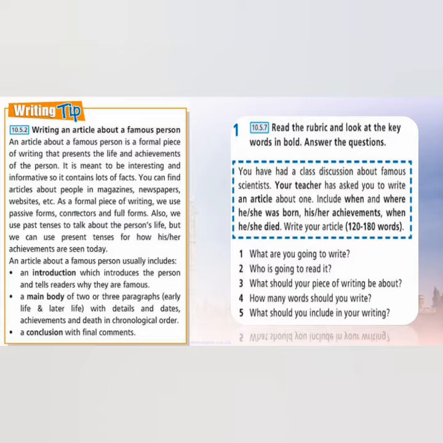Exercise 1. Read the rubric and look at the key words in bold, and answer the questions. You have had a class discussion about famous scientists. Your teacher has asked you to write an article about one. Include when and where he or she was born, their achievements, and when he or she died. Write your article in 120 to 180 words.